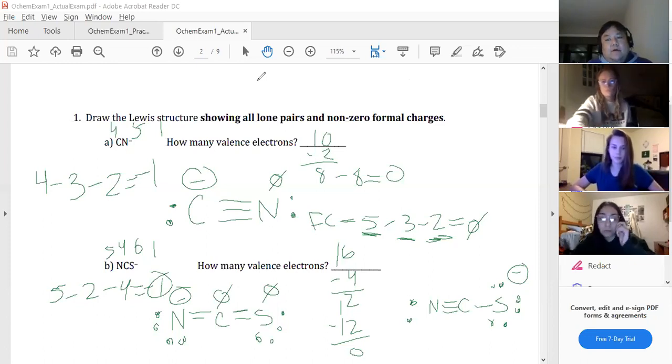If you have to have a negative charge, what atom does it want to go on? What was our rule that we learned about way back when? The more electronegative one? Correct. Nitrogen's more electronegative than sulfur. I don't expect you to have that memorized, but if you drew the resonance between both, you would probably be okay.